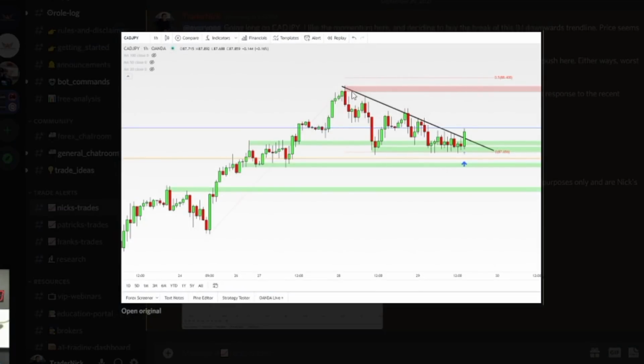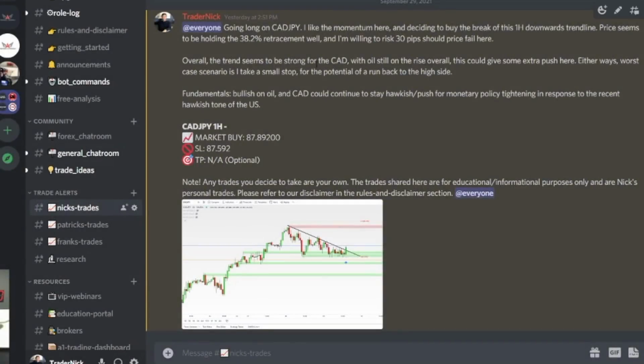So I actually pointed out here the resistance point previously, which already gives me a pretty good risk to reward. If price goes back up there, that's already more than a 1-to-1, and I think that's very possible. So we'll see if price can get bullish.